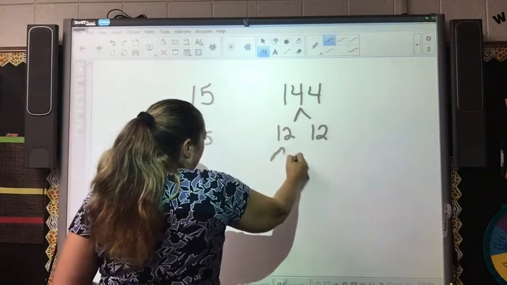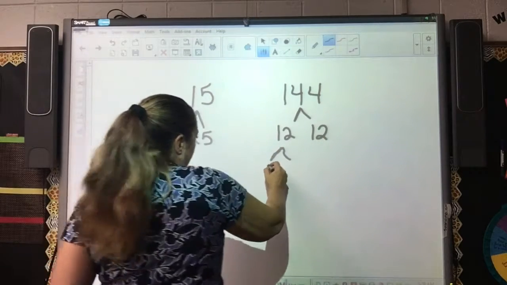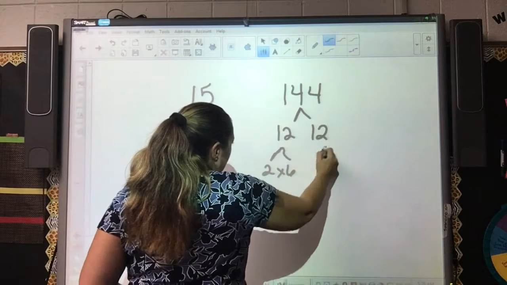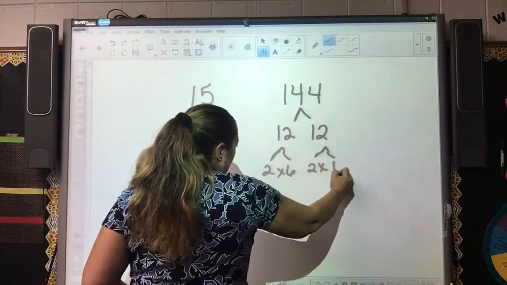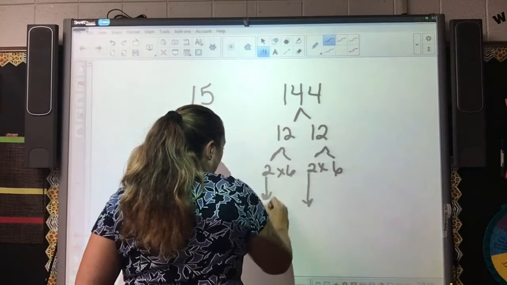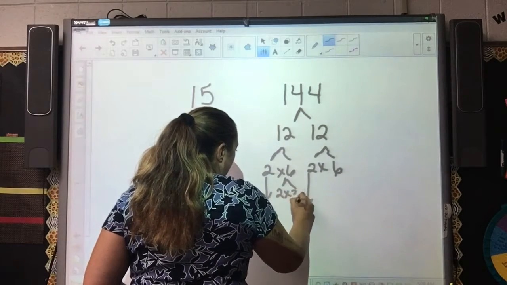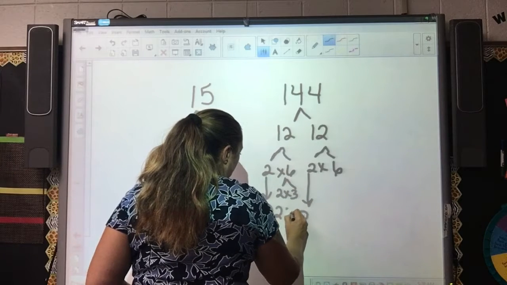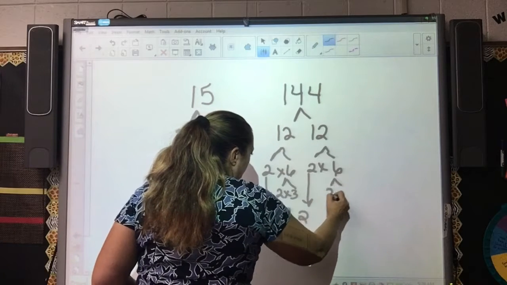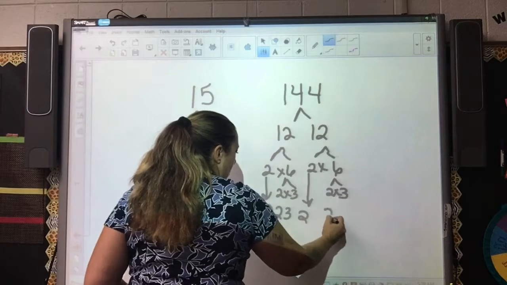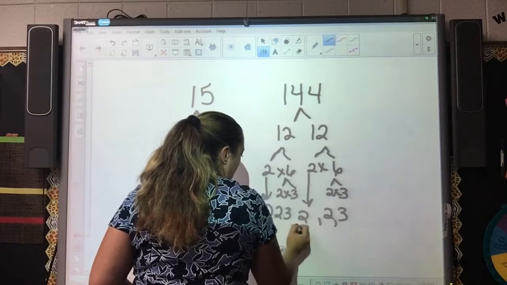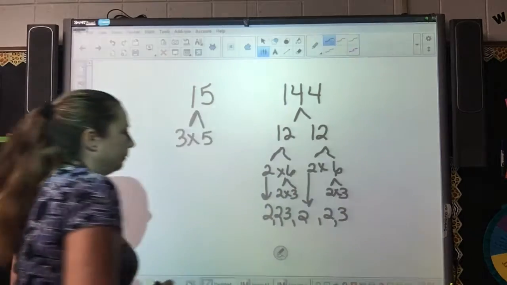And then I would break it down from there and do 2 times 6. And the 2s are prime, so they get to come down. And 6 would still break down because it's not prime. Now that can come down. Lots of factors for that one.